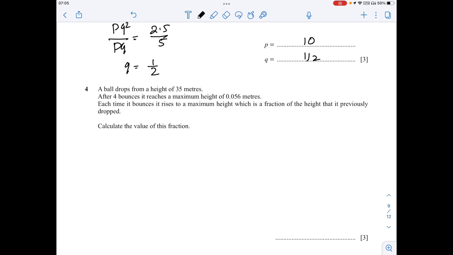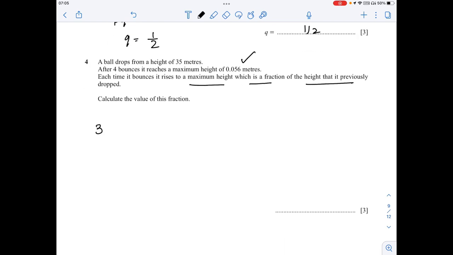A ball drops from a height of 35 meters. After 4 bounces, it reaches a maximum height of 0.056. Each time it bounces, it rises to a maximum height which is a fraction of the height of the previous one. So 35 is the initial height, which is our p. The fraction we don't know. And after n number of bounces, the height is going to be 0.056.